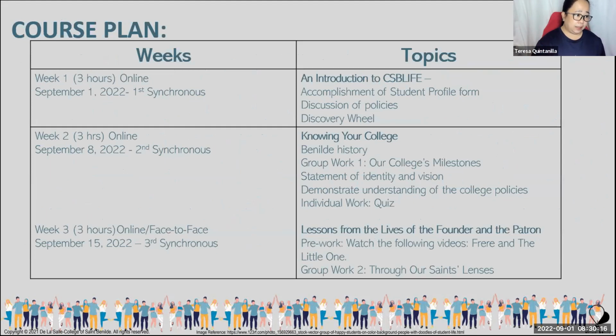For our weekly topic for today: introduction, then accomplish our student profile form, class policies, and the other one is the discovery wheel. For the discovery wheel, I'm going to give you a link, and you're going to answer it, and you discover how you learn. There are guided questions on how you feel about whether the observation of the app is correct regarding how you learn, whether you learn through readings or through visuals.